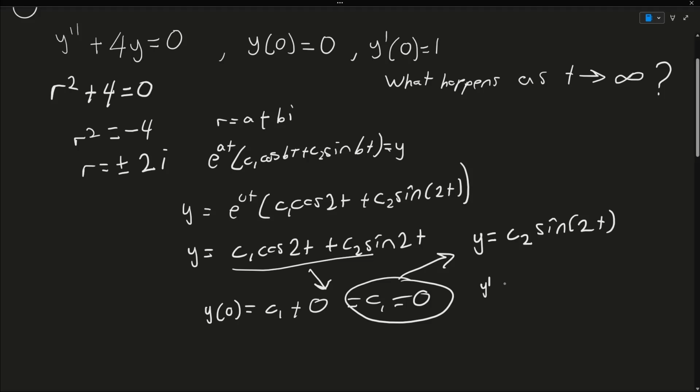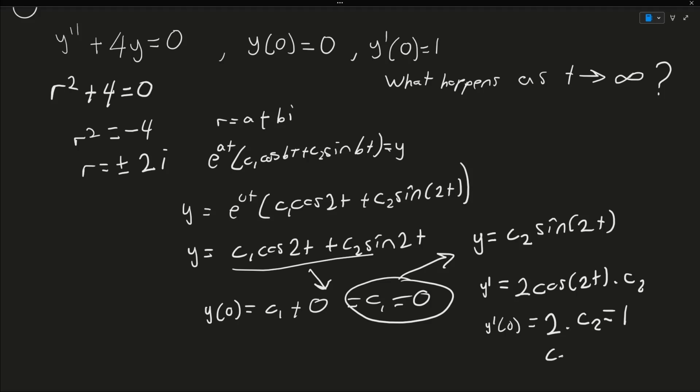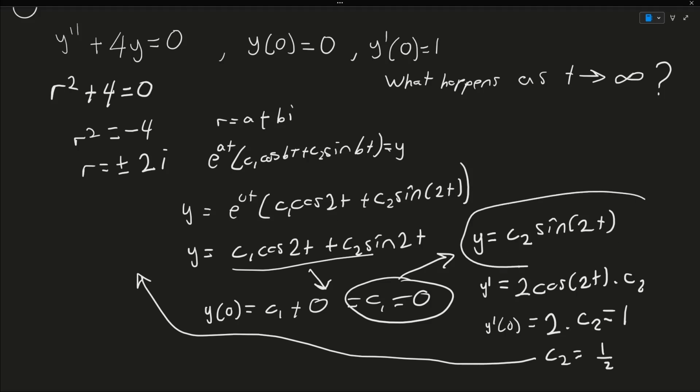Now let's find what y prime is. y prime of t equals, the derivative of sine is cosine, the derivative inside is 2, so we're going to have 2 cosine of 2t multiplied with c2. And y prime of 0 will be, cosine of 0 is 1, so we're going to have 2 times c2. That's equal to 1, so c2 is 1 over 2. So our solution, remember, was y equals c2 sine of 2t, so we will have y equals 1/2 sine of 2t.